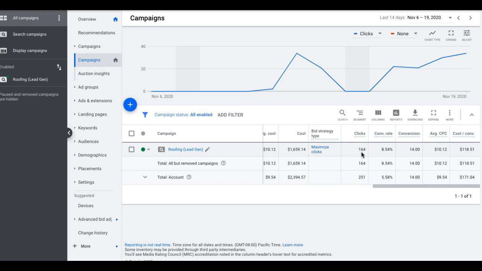You can see here 164 clicks, 14 leads so far. Cost per click $10, cost per lead $118.51. Now that may seem high, but this is actually a really good start considering it's California, and considering that we haven't really got into the deep optimization tactics yet because we only have 14 conversions, so we don't have enough to go too crazy with. We obviously have 164 clicks, that's a lot of traffic, so we do have some data we can work with.